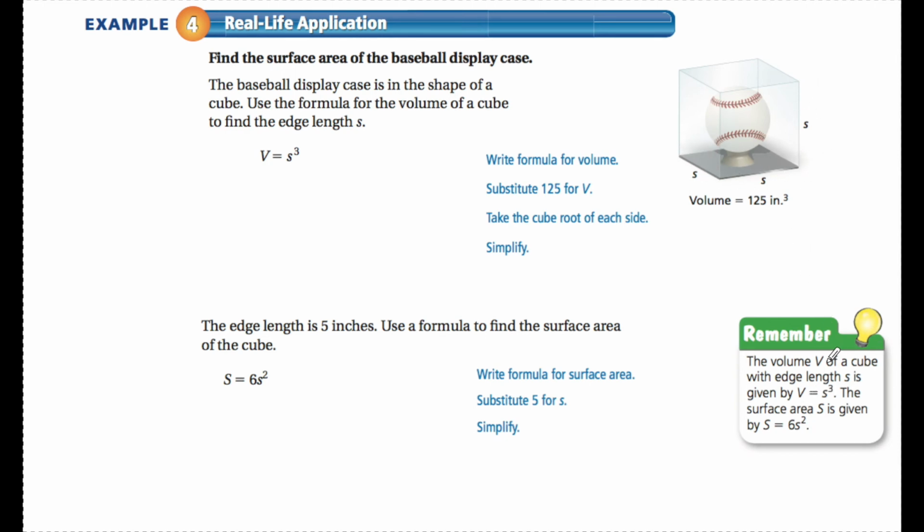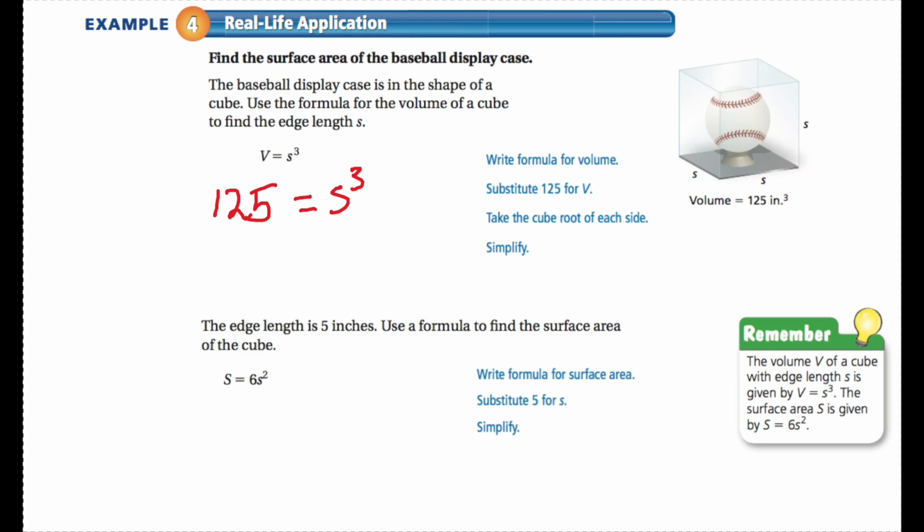Now, if we didn't remember, the volume of a cube with the edge length S is given by the formula V equals S to the third. So our formula is volume is equal to S cubed. So now we just need to fill in our values that we know. So right now we have 125 inches cubed is our volume. So 125 is equal to S cubed.